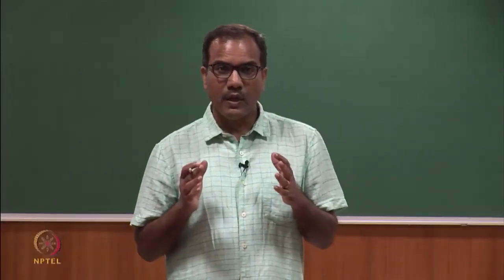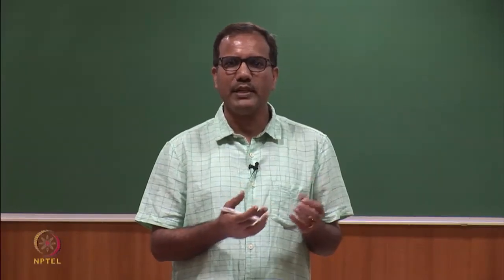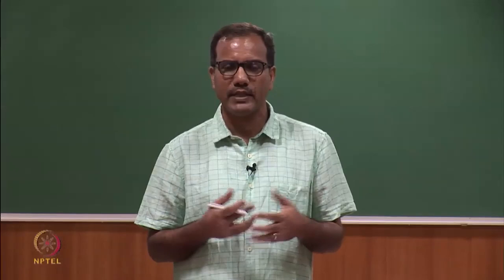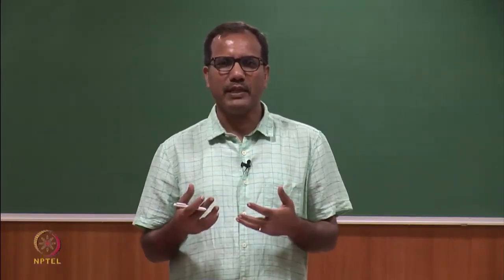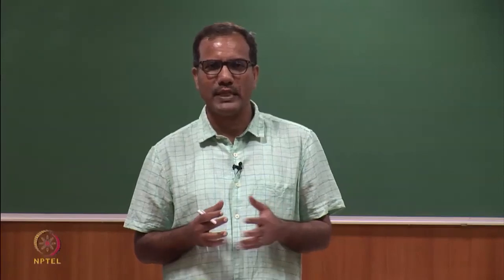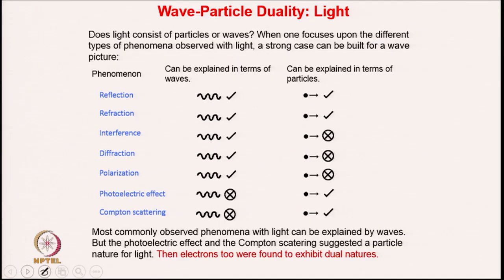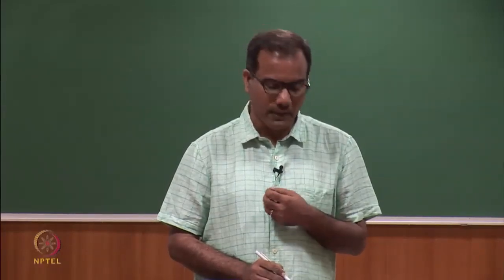In summary, light behaves as both wave and particle in some of its properties. Some properties exhibited by light, for example reflection and refraction, can be explained by taking either the wave nature or the particle nature of light, whereas interference, diffraction and polarization can be explained on the basis of the wave nature of light, whereas the photoelectric effect and Compton scattering, which I did not discuss, can be explained on the basis of the particle nature of light. And the second important thing is that electrons too were found to exhibit dual nature.